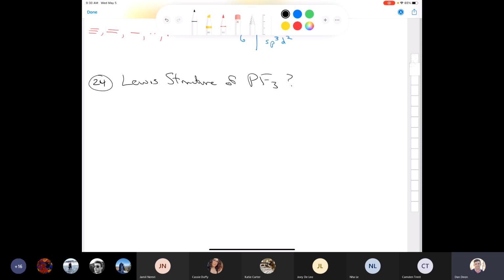Okay, where was I? All right, so we have to come up with a Lewis structure for phosphorus trifluoride. We have a phosphorus, which is in group 5A, so it has a total of 5 valence electrons. Fluorine is a halogen. It has 7 valence electrons, and we have 3, so that's 21 plus 5. That gives us a total of 26 valence electrons.